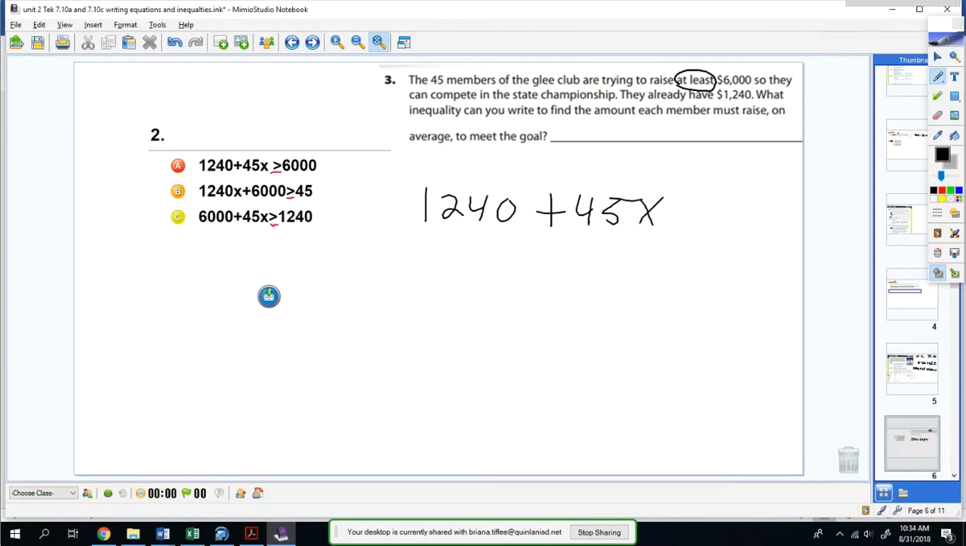And it says "at least," so it means that it can be greater than or equal to 6,000 because they have to have $6,000, but they can have more. It's always good to have more, but they just have to have at least 6,000. So the answer choice would be A.